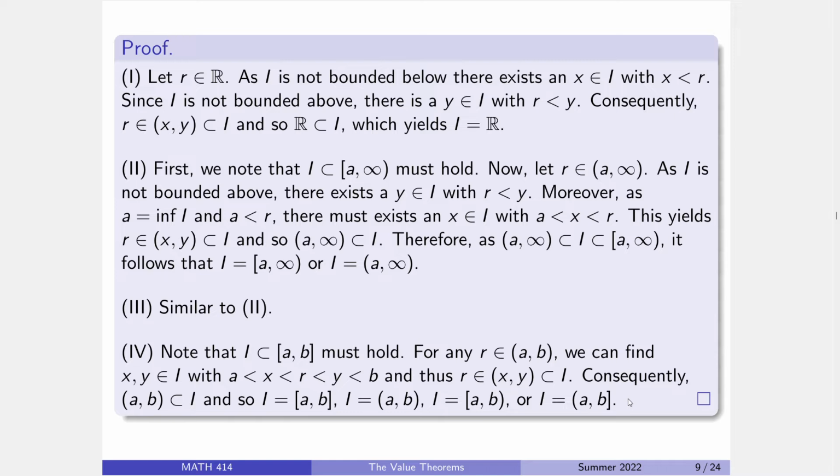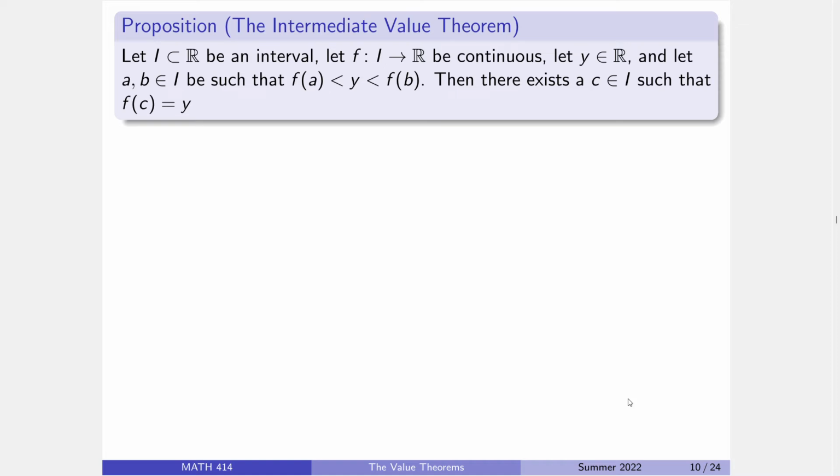Now, with this new type of set established, we can formally state the most general version of the intermediate value theorem that we are currently capable of proving. Given any interval I and a function that is continuous on the interval, take a real number y that lives between f of a and f of b, where a and b are elements of I. Then there must be an element c in I so that f of c is equal to y. So intermediate values are obtained. Beautiful. That is the most general version of the intermediate value theorem that we can prove.